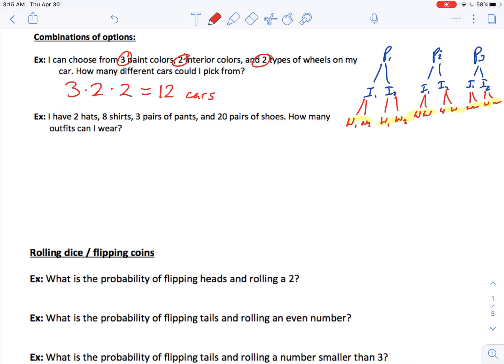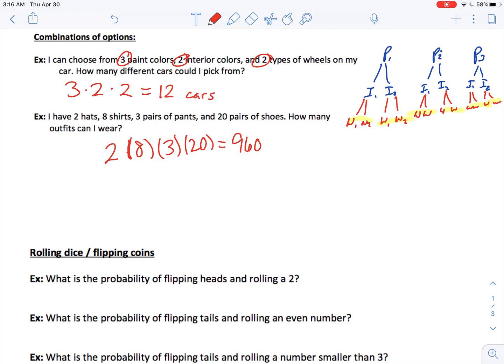So you're just going to look for your numbers here. 2 hats, 8 shirts, 3 pairs of pants, and 20 pairs of shoes. Then how many different outfits could I have? Well, it's 20 times 48. It's 960. It's 960 different outfits, or distinct outfits.